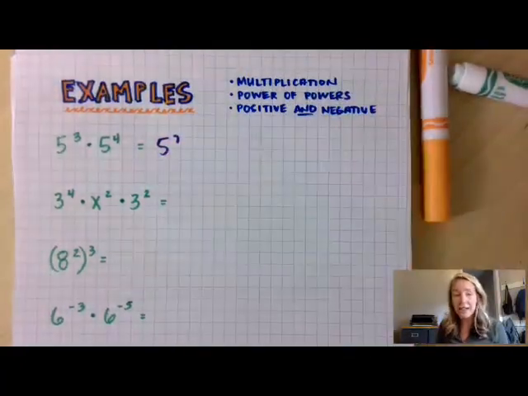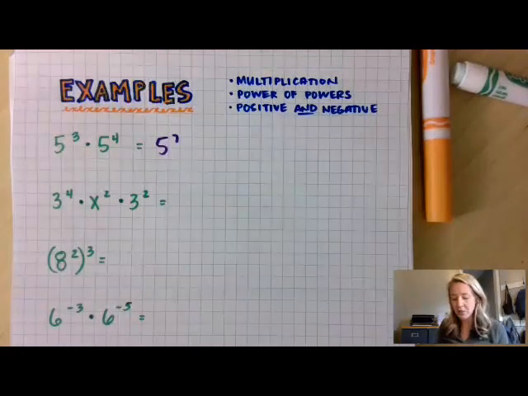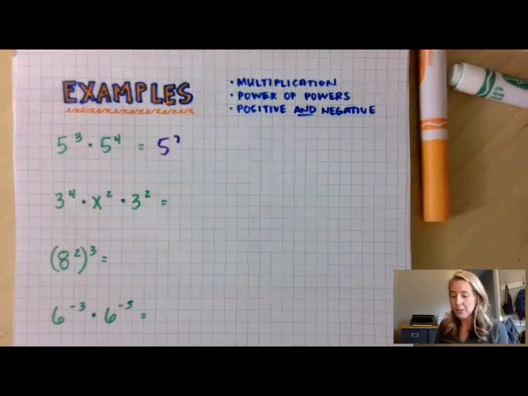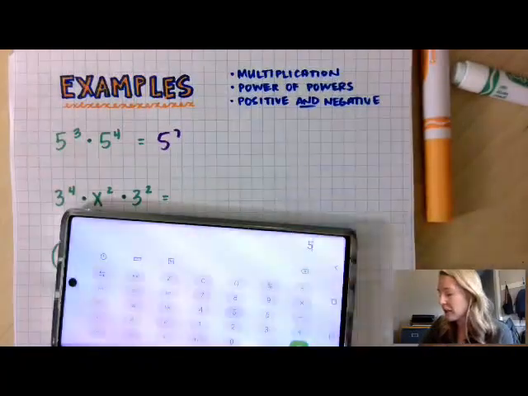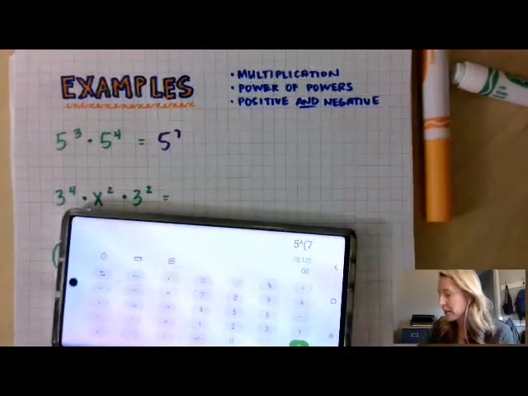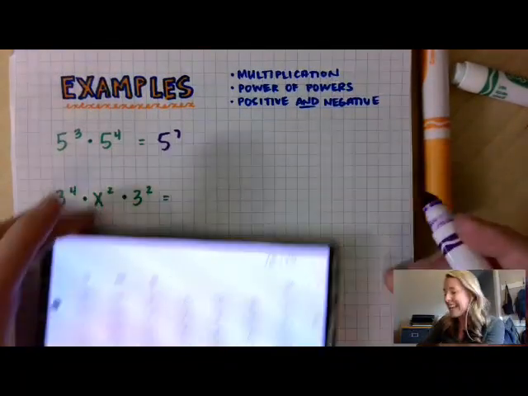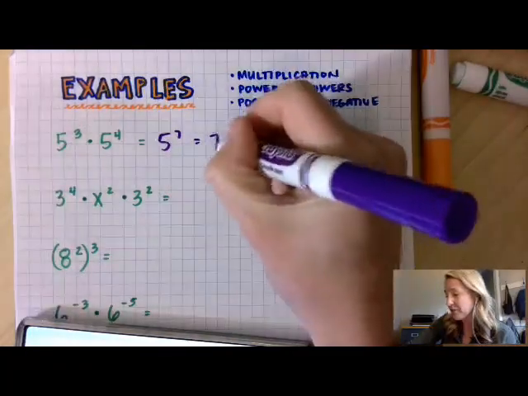And if I were to write that out, I could see 7 5s all multiplying next to one another. So I'm going to get out my calculator. 5 raised to the 7th power is going to be 78,125.